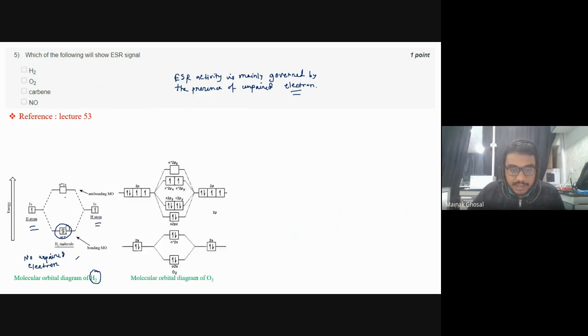You can see this molecular orbital diagram of oxygen. Similarly, this is how this is coming. All these things you can see in the name of, which is not in the scope of this course. So for oxygen, you can see there are two unpaired electrons. So no unpaired electron for hydrogen molecule, so hydrogen molecule will not show any ESR signal, but oxygen will have two unpaired electrons. So it will show a signal in the ESR spectroscopy.